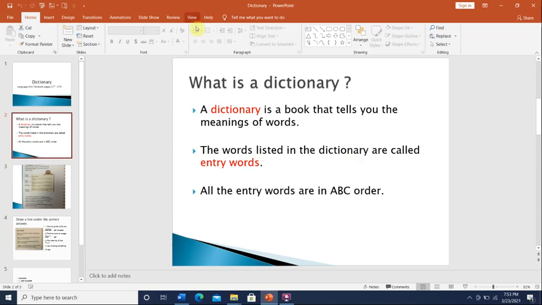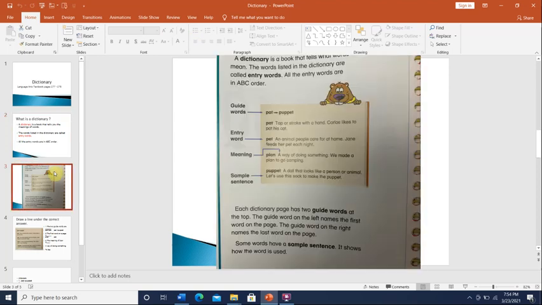Okay, so let's see an example on page 277. Here it says the definition of a dictionary. It tells you what a dictionary is. A dictionary is a book that tells you what words mean. The words that are listed, they are listed below each other. The words are listed 1, 2, 3 like this, and they are called entry words. And all the entry words are in ABC order. So this is an example of one dictionary page. This is only one page of a dictionary, and only a part of it.